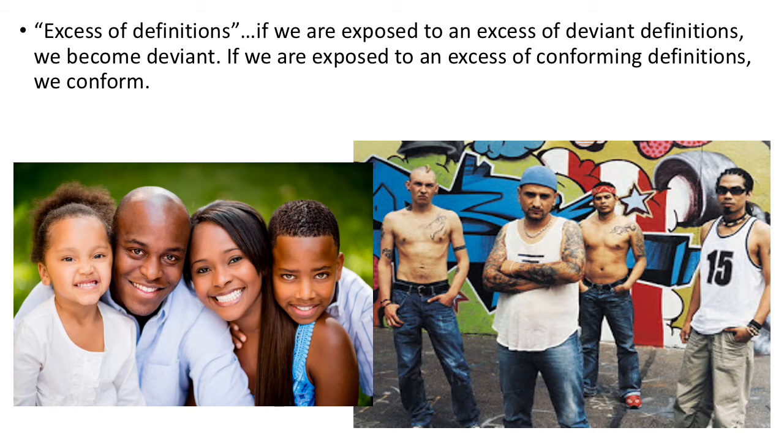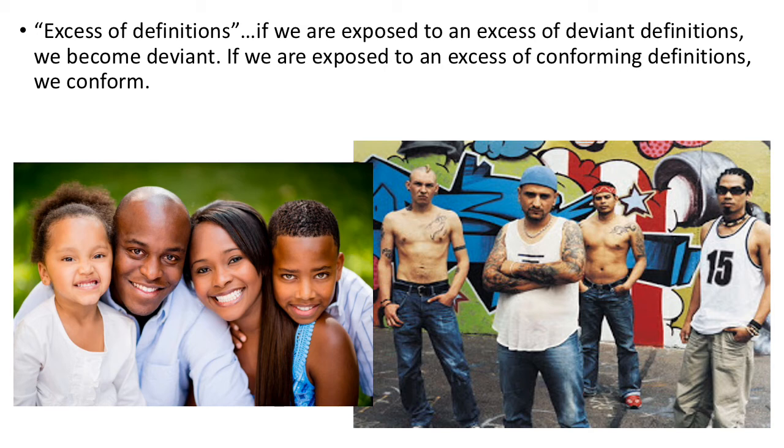Can we get that? Right? So that's basically differential association. If we accumulate, the way he would put it, an excess of deviant definitions, we become deviant. If we accumulate an excess of conforming definitions, we conform. If our exposure to the deviant definitions is stronger than our exposure to the conforming definitions, then we become deviant or criminal, okay? So that's the way he understood it.